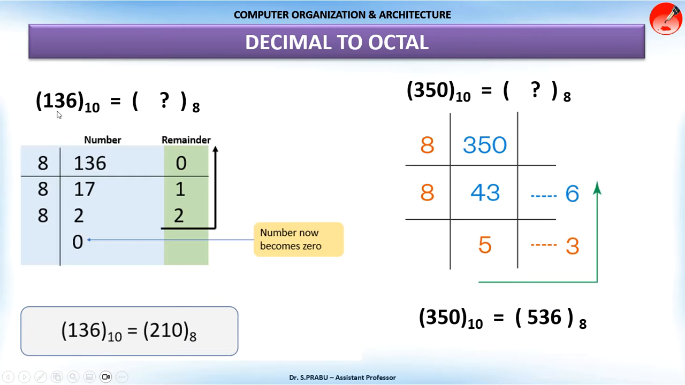In the next problem, 136 is the decimal number. We want to convert it into an octal number. Using the same method, divide the given number by the base value, write the quotient here and write the remainder here. In the same way, repeat this process. Finally, you can write the remainders in this order. So 210 is the equivalent octal number for the given decimal number 136. Let's check the third example also.